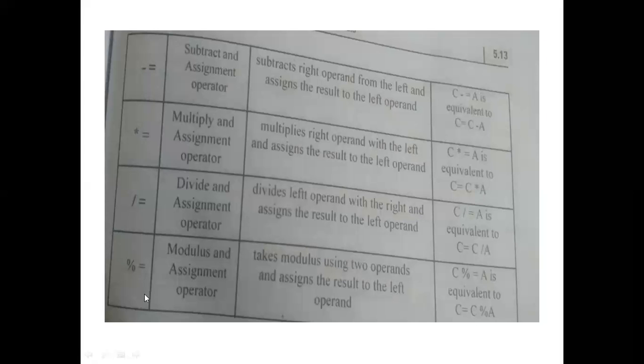Next is minus equal to, subtract and assignment operator. If I write c minus equal to a, it's equivalent to c is equal to c minus a. Then asterisk equal to, that means if I write c asterisk equal to a, it is equivalent to c is equal to c asterisk a. Then division, divide and assignment operator. C slash equal to a is equivalent to c is equal to c divided by a. Percent equal to, c percent equal to a is equivalent to c mod a, like this.